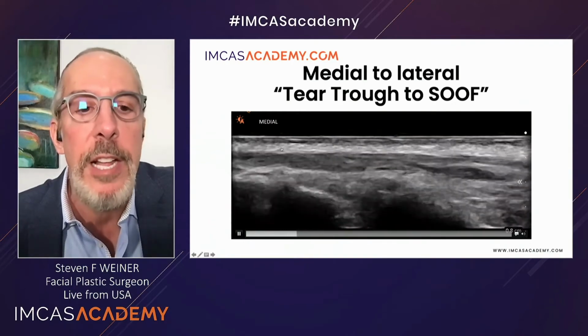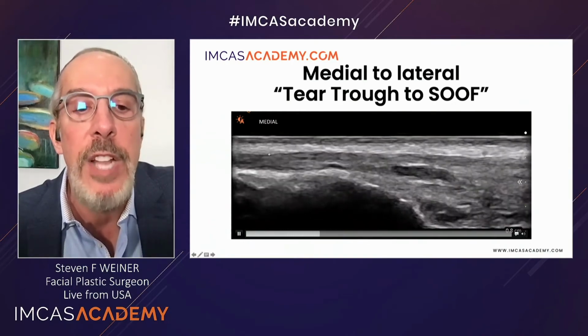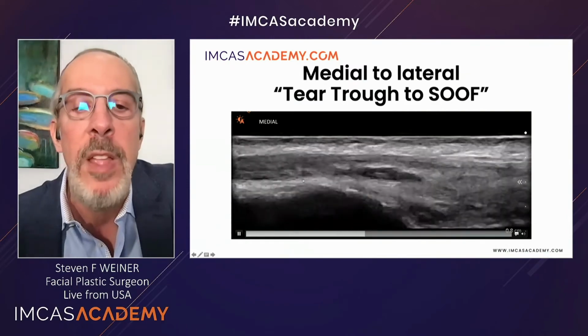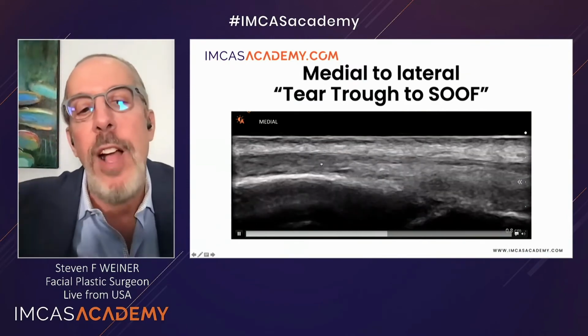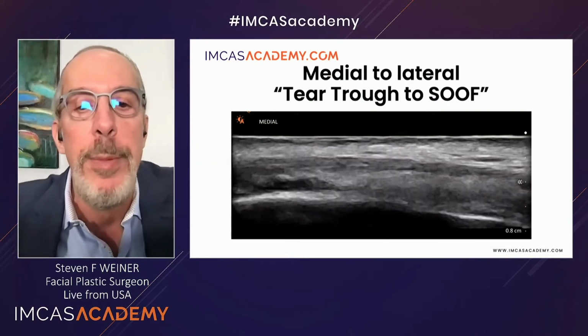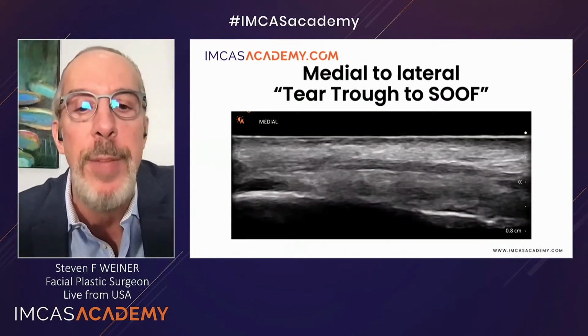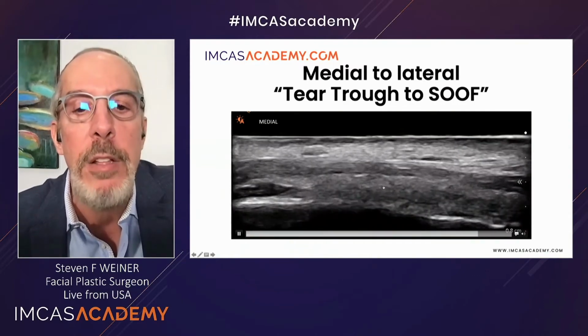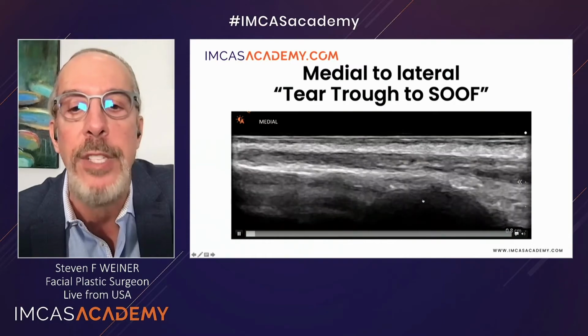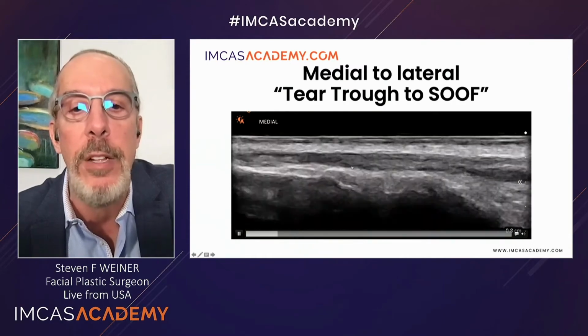Here's the tear trough area. You see, there's not much to the tear trough. There's skin, there's muscle, and there's bone. And that tear trough ligament splits the orbicularis oculi muscle into an orbital and a palpebral segment. But here's the medial SUF. This is the area where you want to put your filler along the periosteum when you're injecting in the medial area of the orbit.